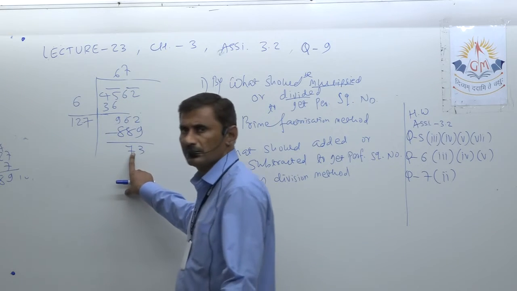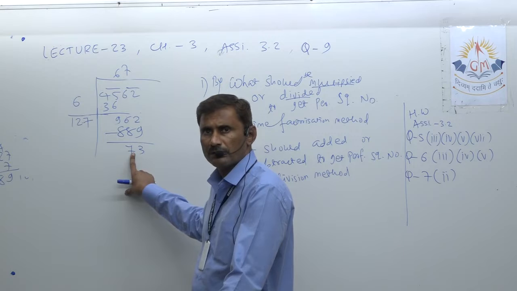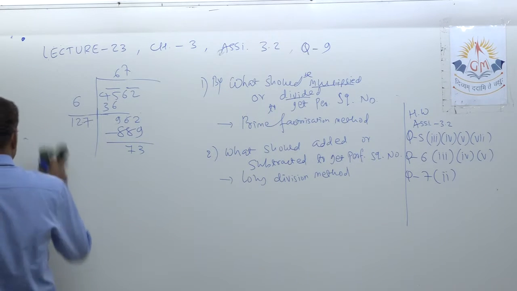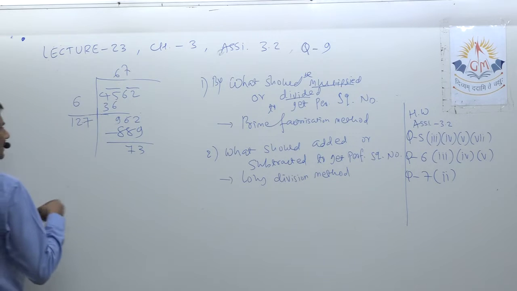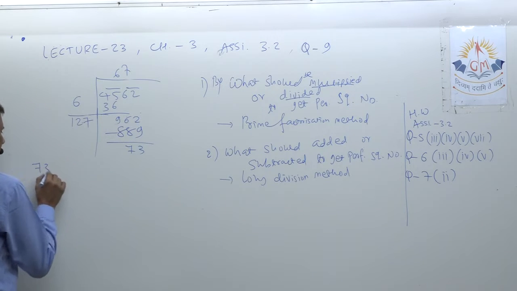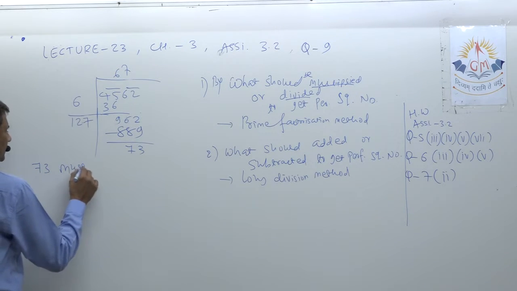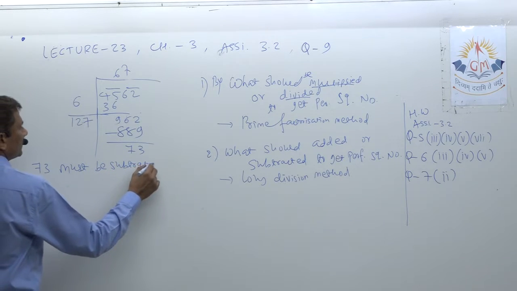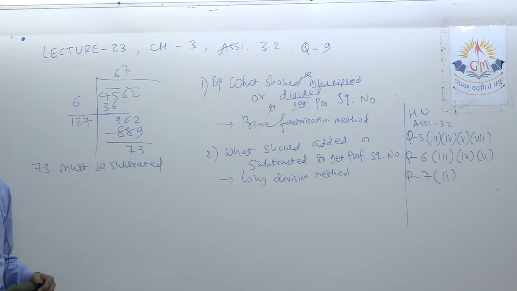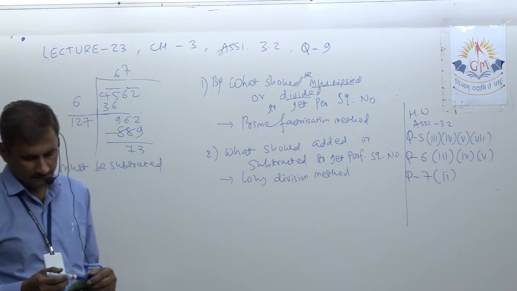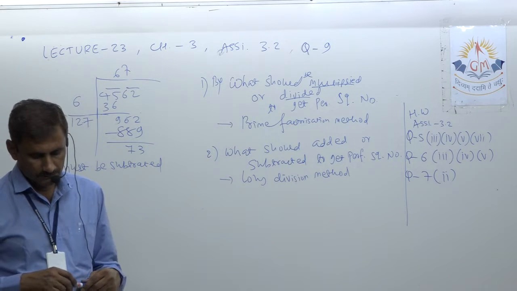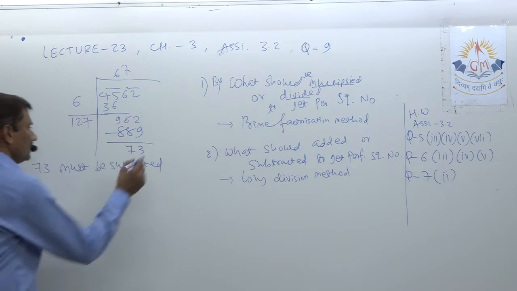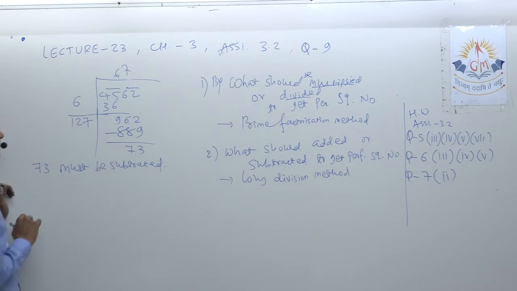So whatever is left, that must be subtracted. So write down 73 must be subtracted, so that it will remain only 67 square. Okay, that is our final answer.